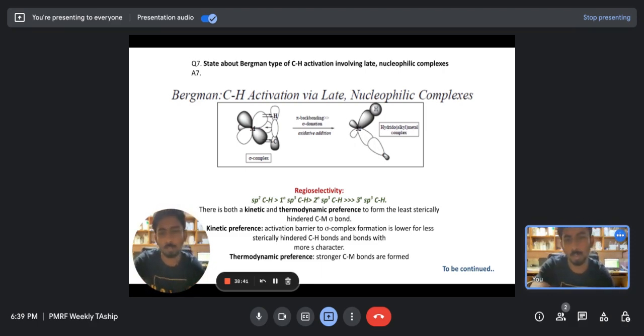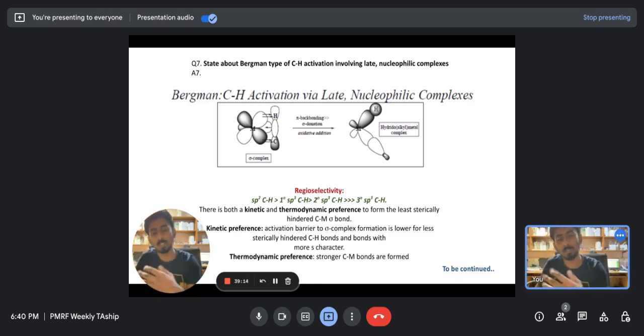In the case of sp or sp2 carbon atoms, the electronegativity factor is more. That's why the electronegativity difference between the metal and the carbon center is most in the case of sp or sp2 carbon on the left side. That's why they form stronger carbon metal bonds. But in the case of sp3, we are having a less strong, that is a weaker, carbon metal bond. So both the kinetic and the thermodynamic preference lie in favor of sp or sp2 carbon hydrogen bonds.